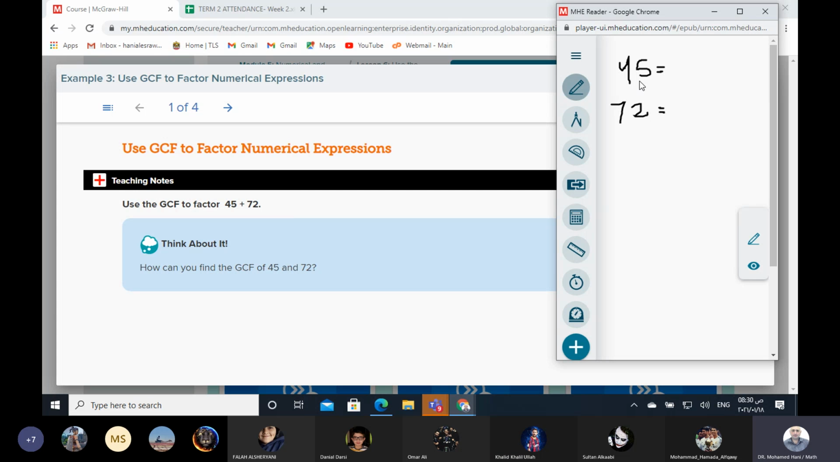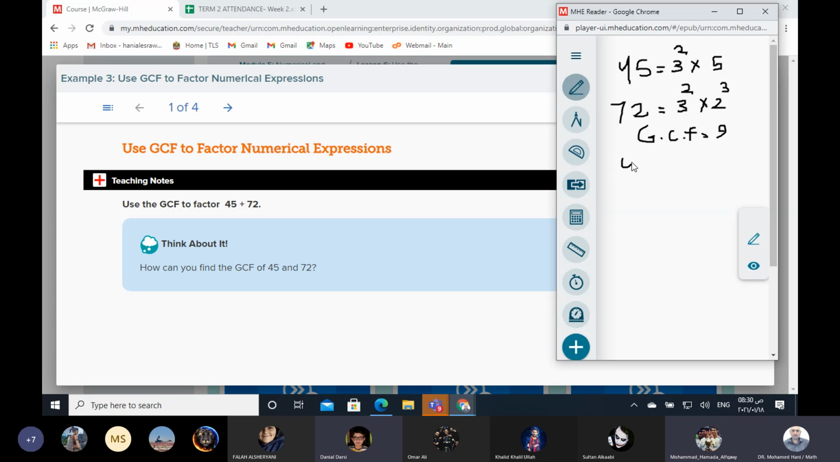Now, as you know, 45 equals 9 times 5, and 9 equals 3 exponent 2, times 5. And 72 equals 9 times 8. 9 equals 3 exponent 2 and 8 equals 2 exponent 3. So the GCF between them: take the common factors, 3 exponent 2. 3 exponent 2 means 9.